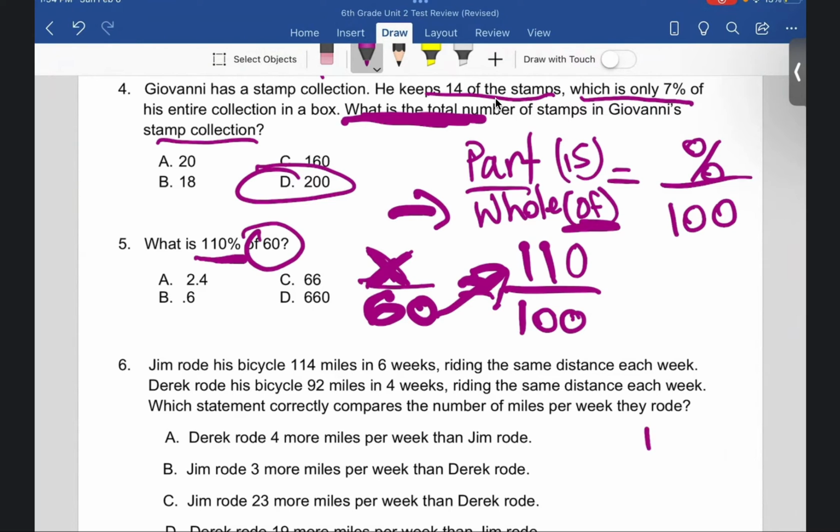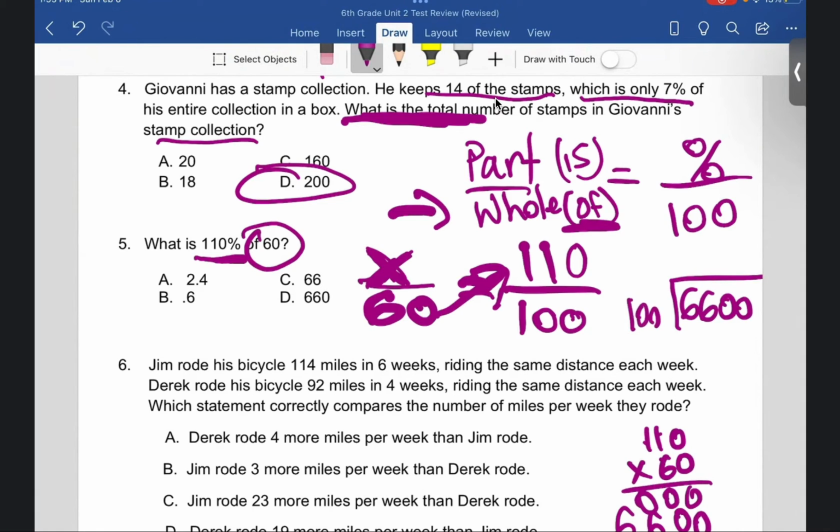So I'm going to do 110 times 60. Hold my place value. I might do it a little fast, but you can just slow the video down or pause it. 6 times 0 is 0. 6 times 1, 6 times 1. Okay, so I have 6,600 divided by 100. So 100 can't go into 6. 100 can't go into 66. 100 can go into 660, 6 times. And our answer is 66.